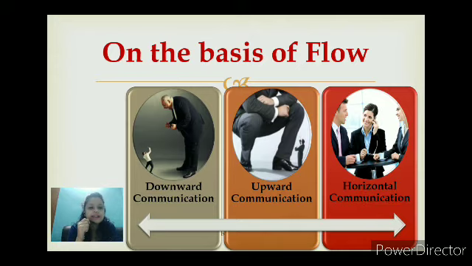So in a simple way, downward communication comes from top to bottom, that is from boss to employee, from senior to junior, whereas upward communication is from bottom to top, that is from employee to boss, from subordinate to superior, and horizontal communication is between employees of the same rank.